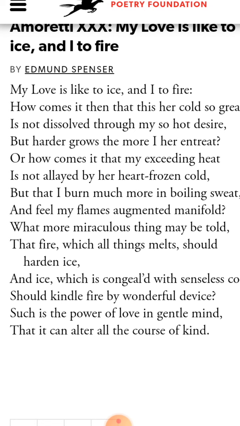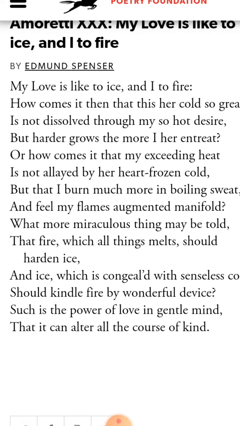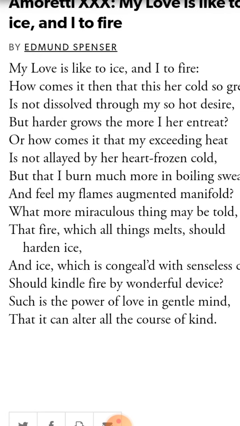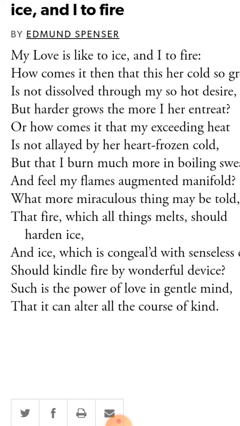But that I burn much more in boiling sweat, and feel my flames augmented manifold. And the poet says that the flames of his love are being augmented, are being increased manifold. However, it should have lessened according to the nature of love, but their love is quite different, quite unorthodox.